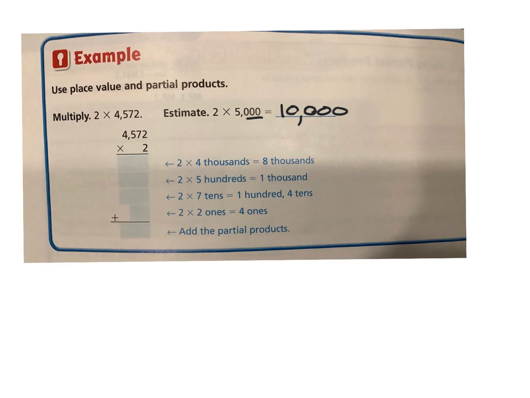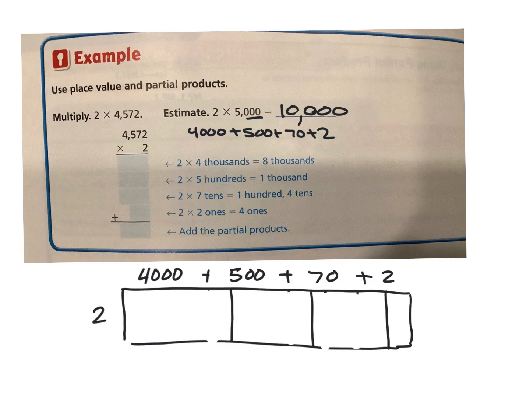But we have 4,000 plus 500 plus 70 plus 2, which is this number in expanded form. I'll draw the box in case it helps you. And we're going to use the distributive property to do the 2 times 4,000 first. 2 times 4,000, that's 2 times 4, which is 8 thousands. So we're going to go ahead and put the 8,000 here. That took care of this part here.